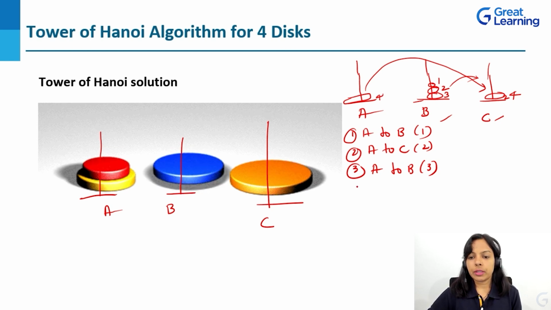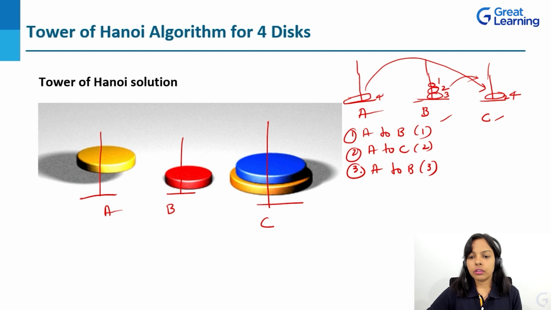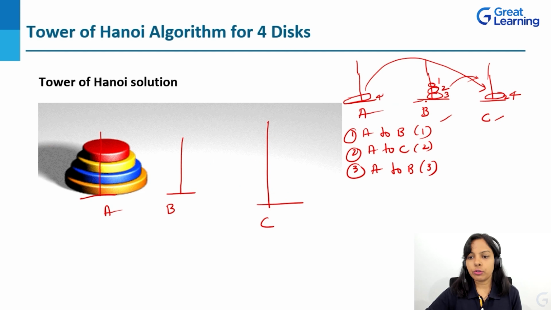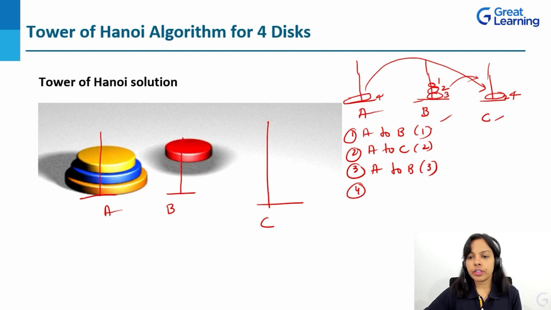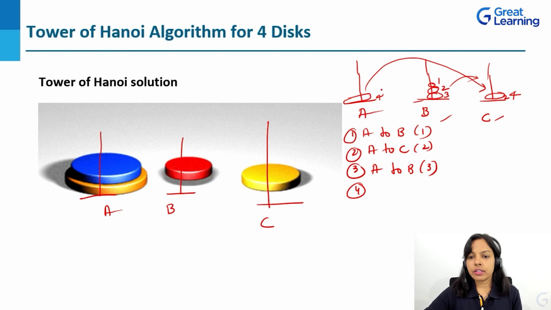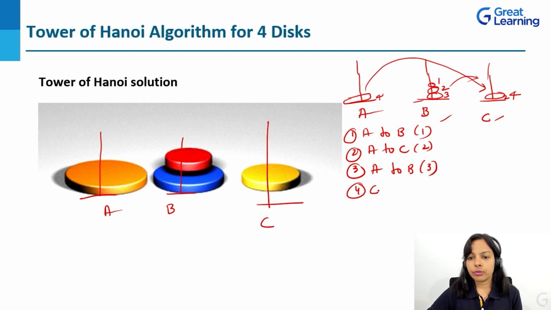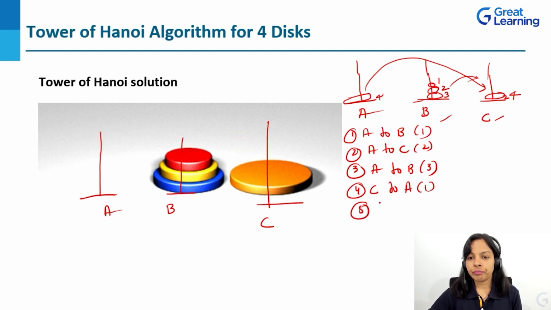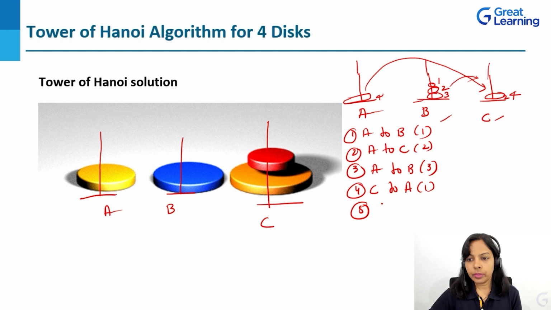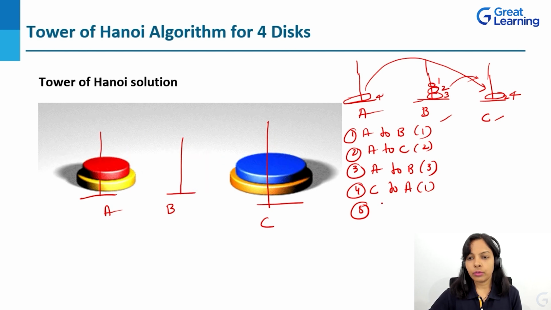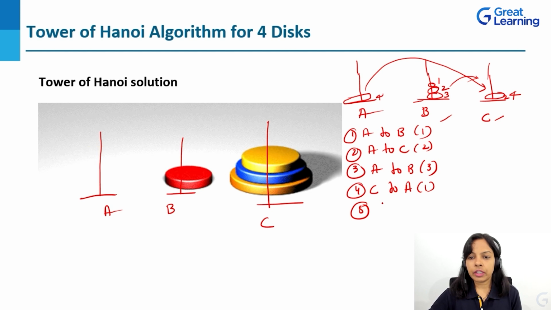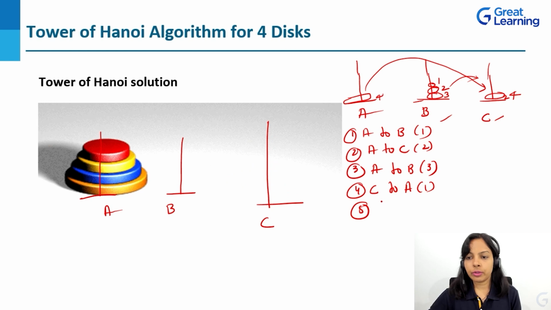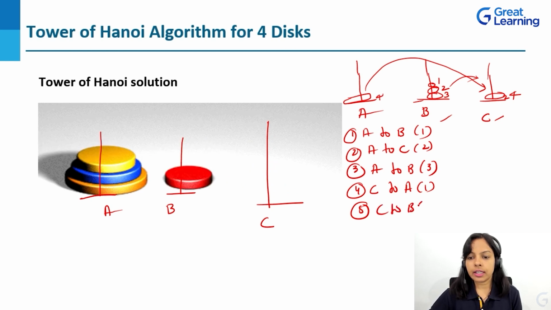So till here, the number of steps was A to B. The third disk was shifted from A to B. Okay, so after that, we shifted the first disk to A, right? So C to A, we shifted the first disk, and then we shifted from C to B. Then the third disk was shifted. Okay, then we shifted from C to B, the second disk.